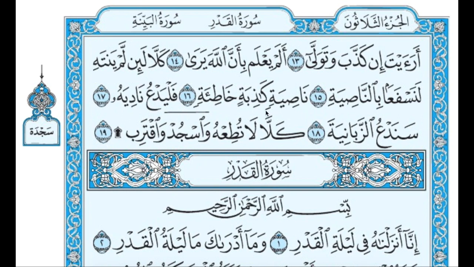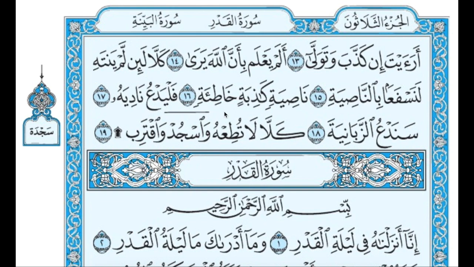Okay, nasiyatin kadhibatin khati'ah, and if you continue, it will be khati'atin falyad'u nadiyah. Okay, nasiyatin kadhiba, that's ikhfa right here. You don't pronounce it, you put the tanween in your nose. Nasiyatin kadhibatin, and this tanween is pronounced, kadhibatin khati'ah. All right, and if you were to continue, it would be خاطئة فليدعو. Another إخفاء as well. فليدعو نادية.